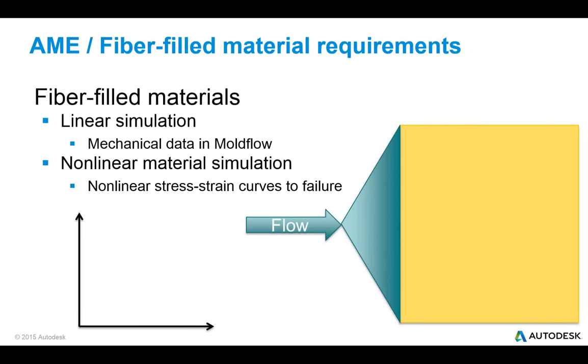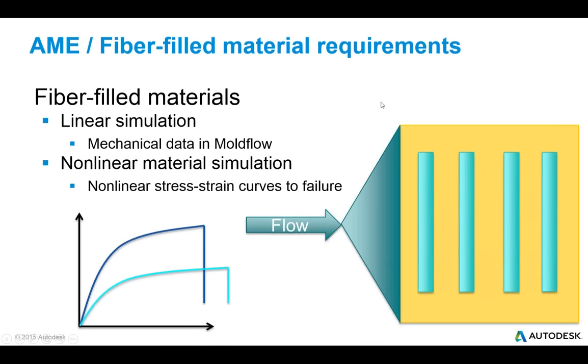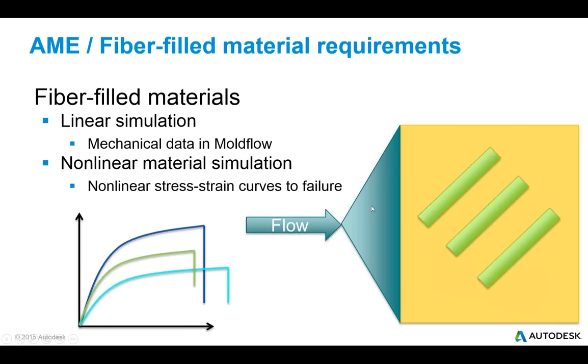If you want to run a nonlinear simulation, though, we do require that you enter some nonlinear stress-strain curves to failure. One, what we call aligned with the flow, so we can assume this is some sort of a plaque, and we have the flow coming into the plaque and dispersing. So we ask that you give us a stress-strain curve to failure with a tensile bar cut in the direction of the flow, one cut perpendicular to flow, and then finally one cut at 45 degrees to flow. And the 45-degree data isn't required, but it definitely is helpful for calibrating our response.